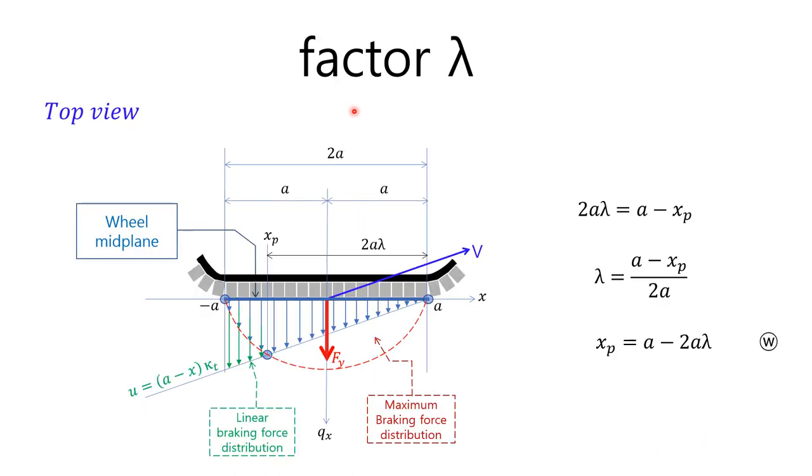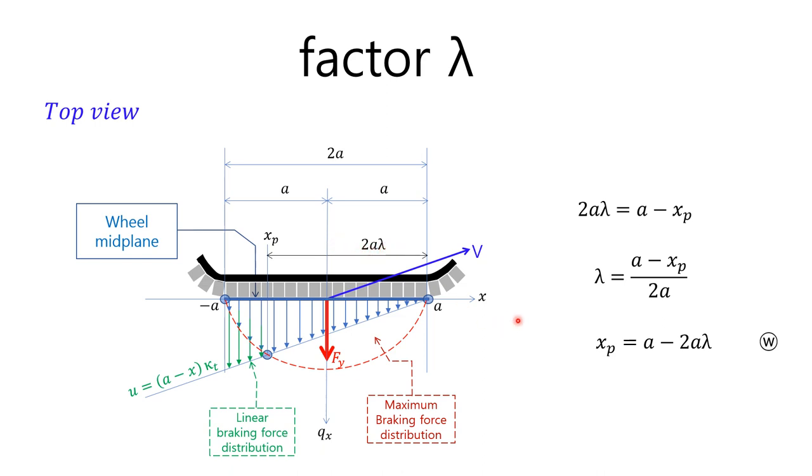To simplify the braking force equation, it is necessary to introduce a factor lambda and a parameter theta x. The factor lambda is a ratio of the distance from the beginning of a tire contact patch to the sliding start point, xp, to the total longitudinal length 2A of tire contact patch. Please remember that A is always positive and xp is a coordinate value, so xp can be positive or negative.